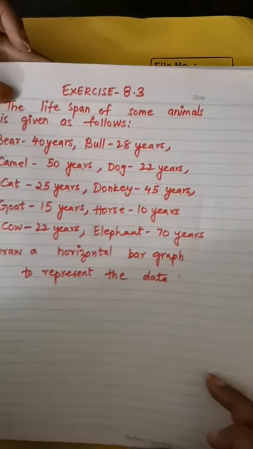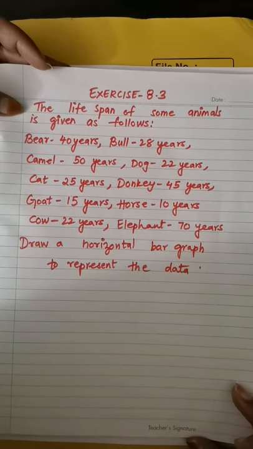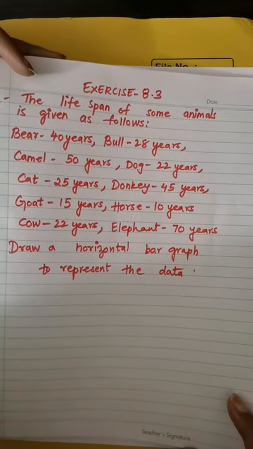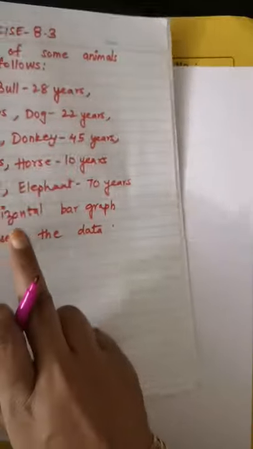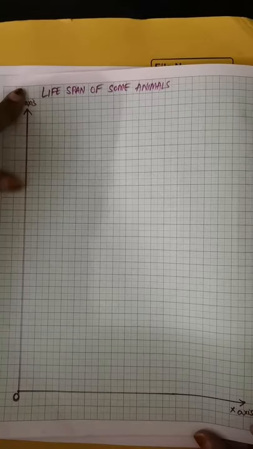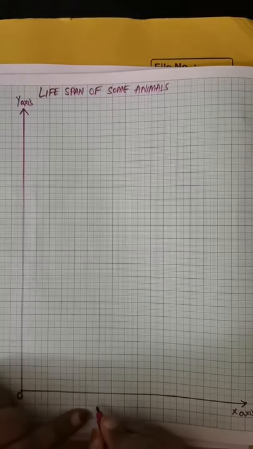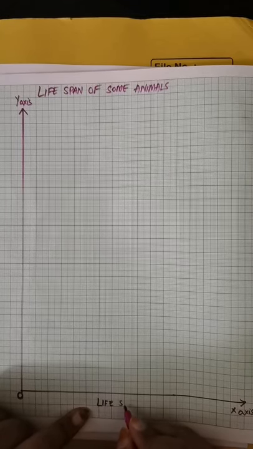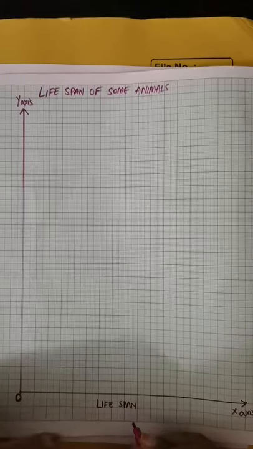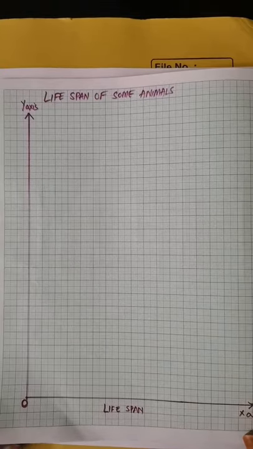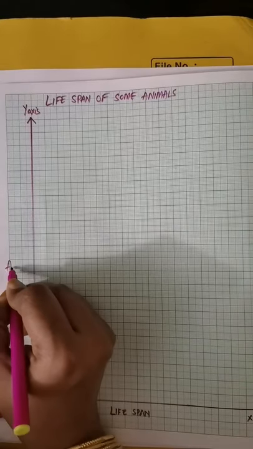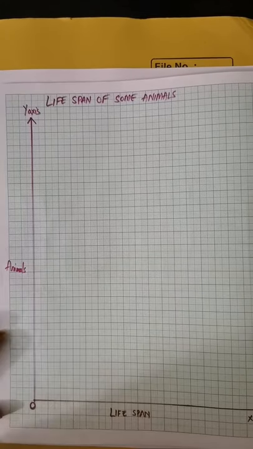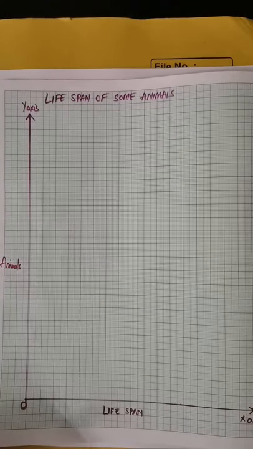Now, the names of the animals are given and their lifespans are given. As we have to draw a horizontal bar graph, we will take animals on the y-axis and their lifespan on the x-axis. So this x-axis is lifespan, and on the y-axis we will mark the animals.